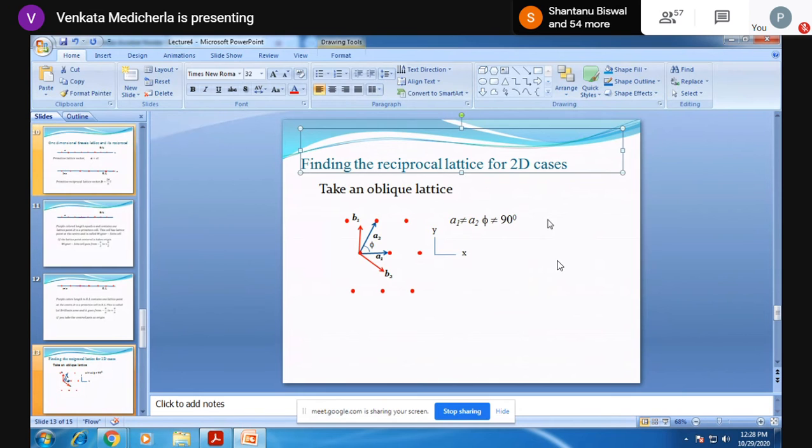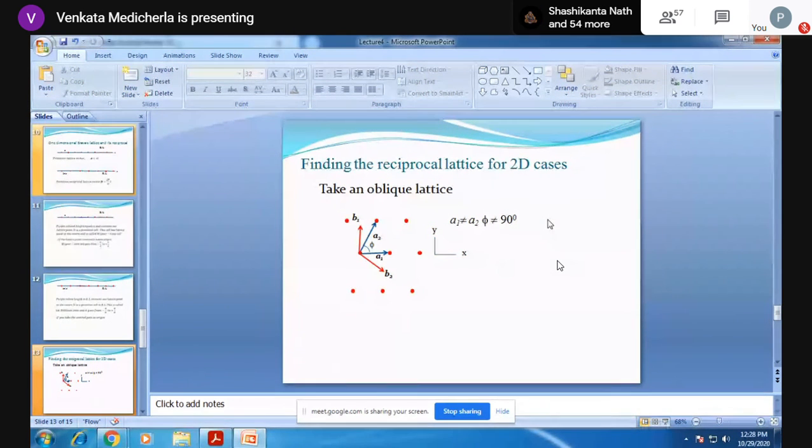Because yesterday I think Swarup was asking about finding reciprocal lattice in 2-dimensional cases. Let us take the most general lattice, that is take an oblique lattice. Oblique lattice means we know A1 not equal to A2 and phi not equal to 90. That is called oblique lattice. This is the most general case. From this lattice you can get all other lattices.